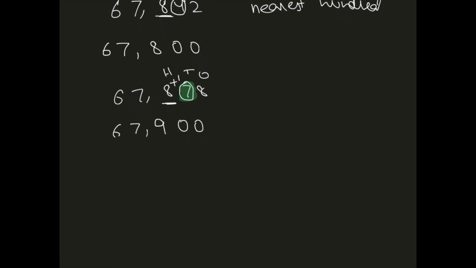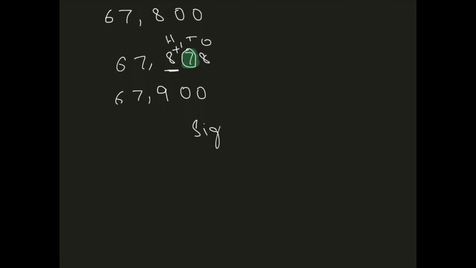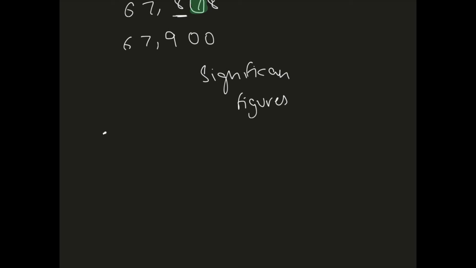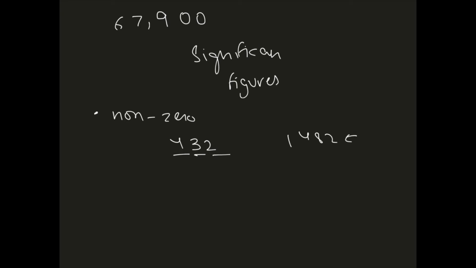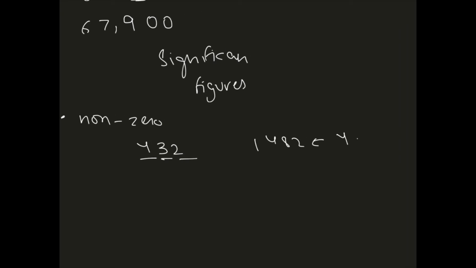Now let's learn about significant figures. For significant figures, you must learn some rules first. So every non-zero number is significant. So if I have the number 432, then all the digits in this number are significant. If I had 1,482, let's just say, all the 4 figures in this are significant. So we have a 4 significant figure number.